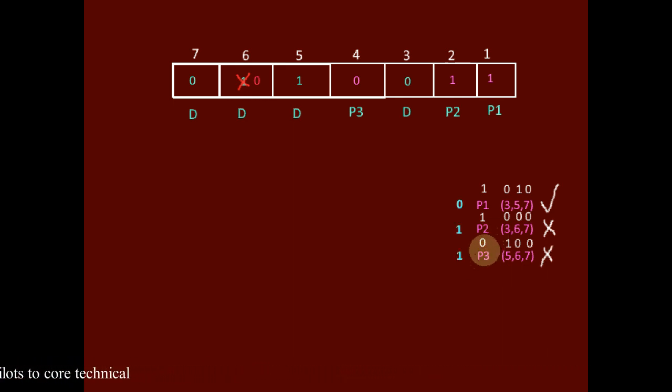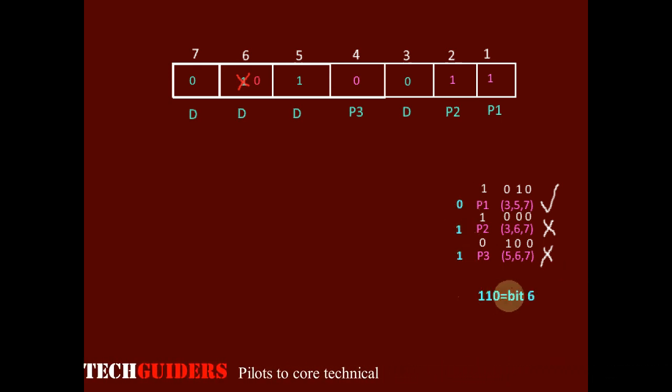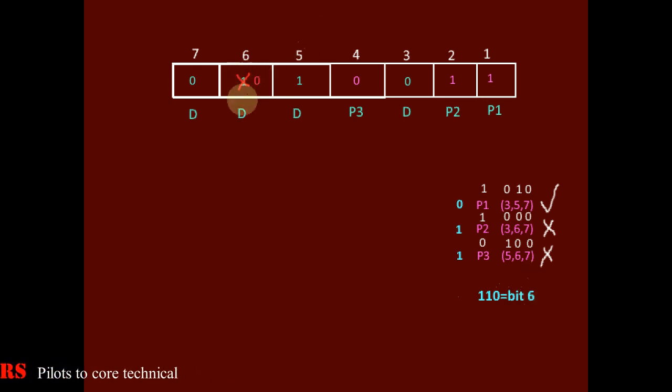P3 is wrong, thus set it to 1, P2 is wrong, set it to 1 and P1 is correct, set it to 0. Now 1, 1, 0, this combination corresponds to bit position 6. The bit position 6 is corrupted.